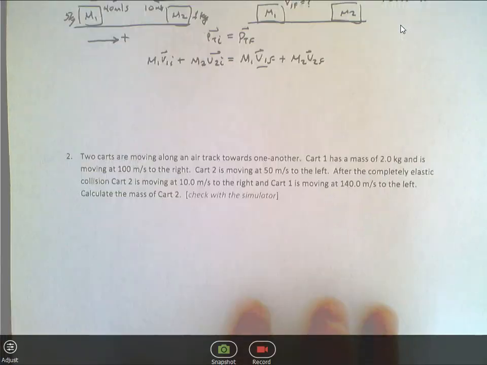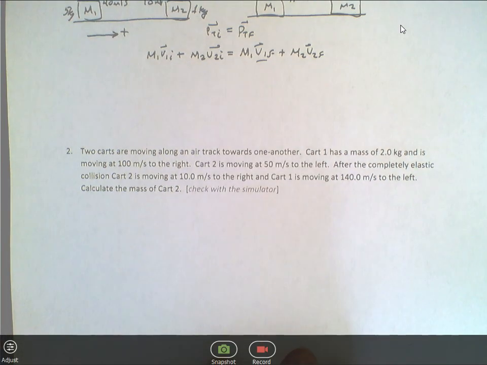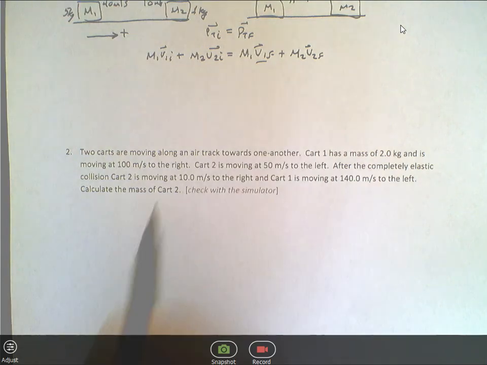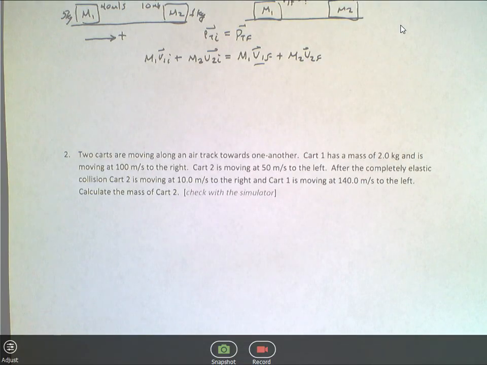Okay, you can do the same thing for the next one. And this one you're trying to calculate the mass of cart 2. Pick a direction, make your diagram, and answer your question. All right, good luck.